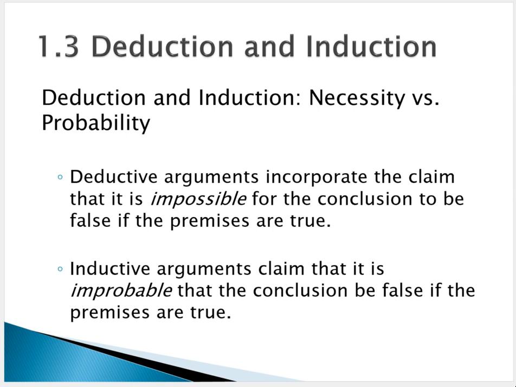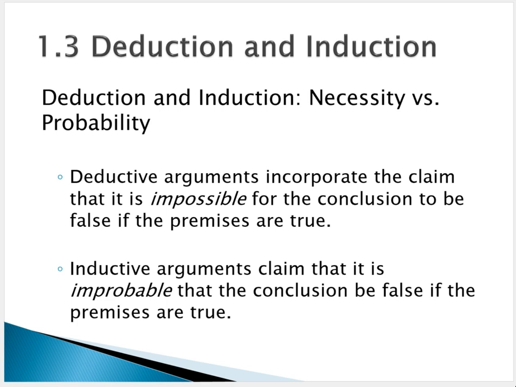So deductive arguments incorporate the claim that it is impossible for the conclusion to be false if the premises are true. And this is how most people operate, right? They have some true premises that support their conclusion, and therefore the conclusion can't possibly be wrong because all of their premises are true. Inductive arguments claim that it is improbable that the conclusion is false if the premises are true. So inductive arguments take into consideration that it is possible to have a false conclusion even if you have all true premises. Now it's not probable, but improbable, so there isn't that big of a chance.